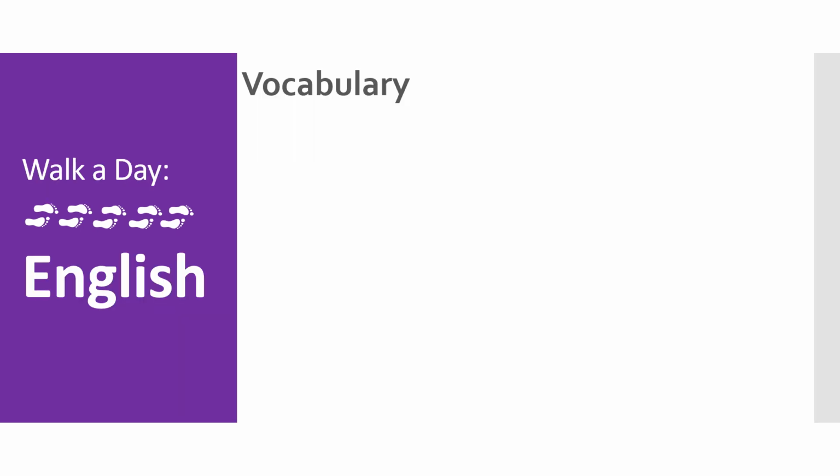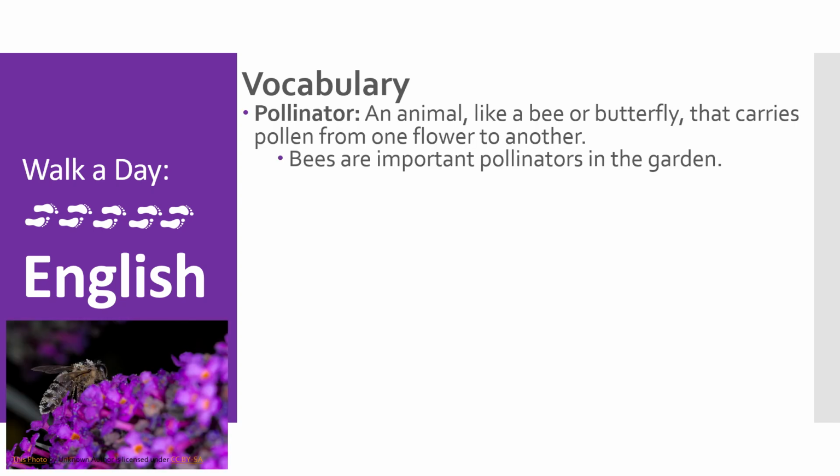Let's begin with some important vocabulary for pollinator gardens. Here are some useful words. A pollinator is an animal like a bee or a butterfly that carries pollen from one flower to another. In my picture, you'll see the bee, and if you look closely, you'll see on its body is some pollen. Bees are important pollinators in the garden.